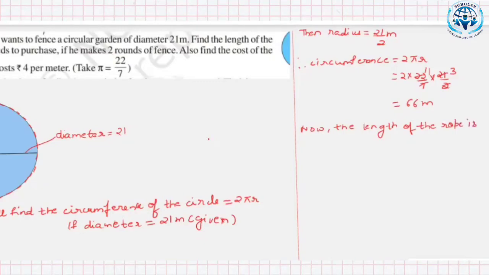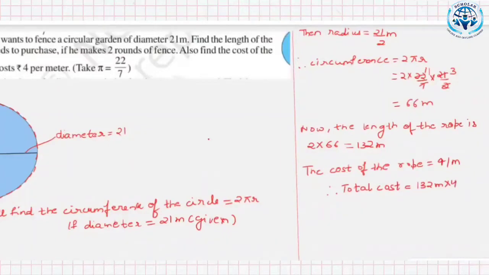The length of the rope is 2 into 66 because 2 rounds are made. So 132 meter. Cost is given 4 per meter. We will multiply 132 and 4 and we will get the answer. Total cost is 528 rupees.